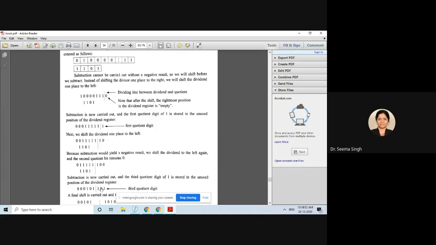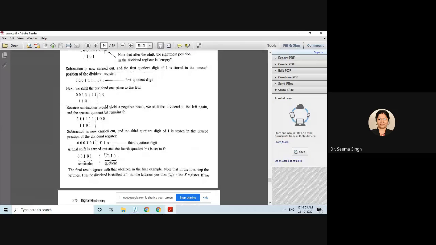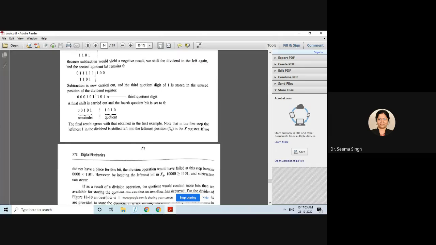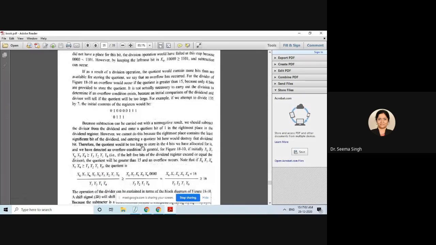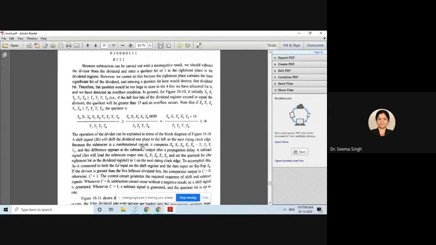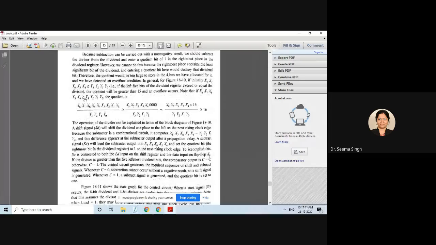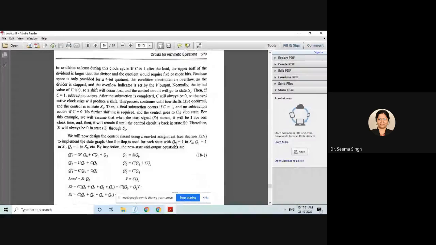So this is how your third quotient bit is stored. Finally, in the dividend register, you get the quotient as the first 4 bits and the remainder in the leftmost bits. So this is the explanation. Of course, you can also go through it later. This is trying to tell that if you have more than the required number of bits, overflow occurs. If your quotient is greater than that much value, overflow will occur.